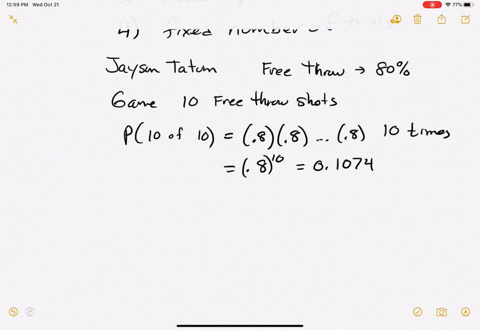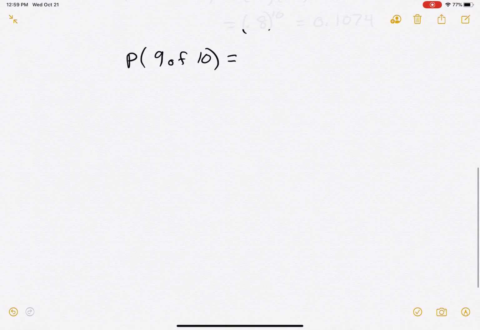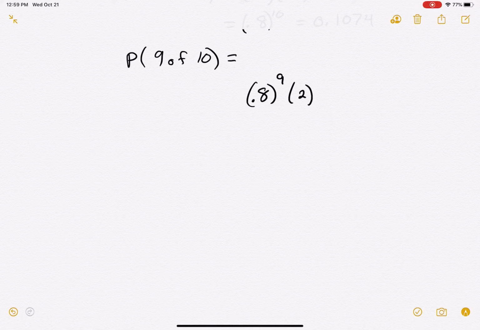Now, what is the probability of getting 9 of 10? And this is where it becomes a little bit more difficult, because let's actually think about what's happening here. He's going to make 9 of them, and he's going to have to miss one of them. His probability of missing is 0.2, and his probability of making it is 0.8.